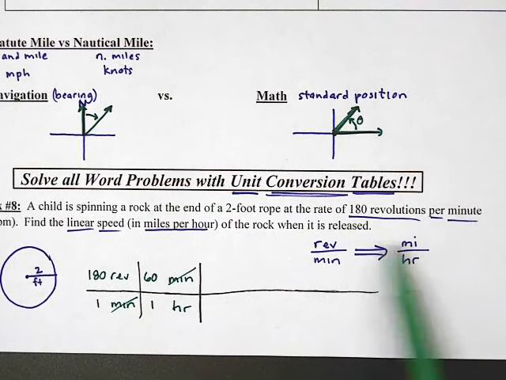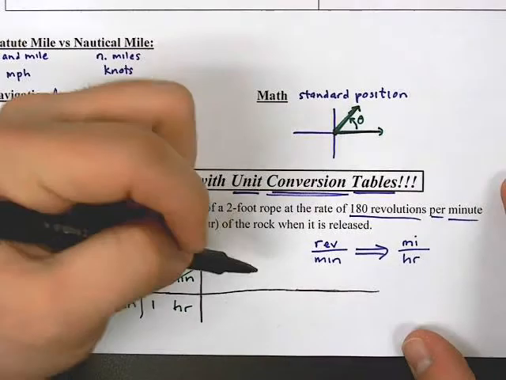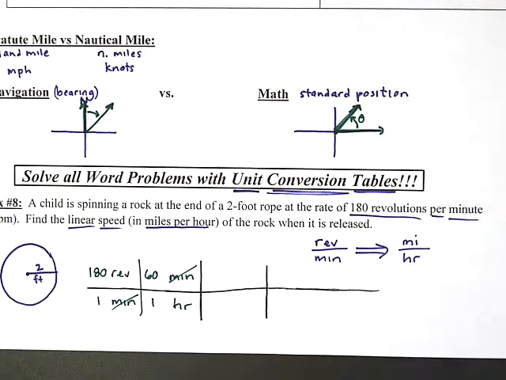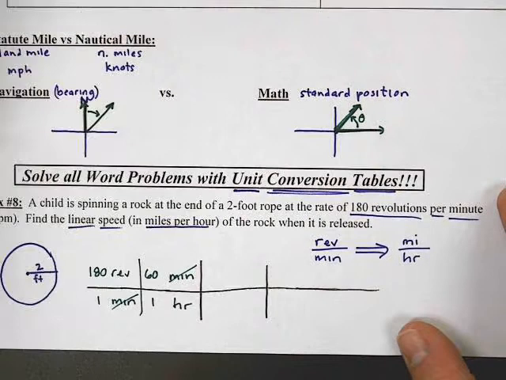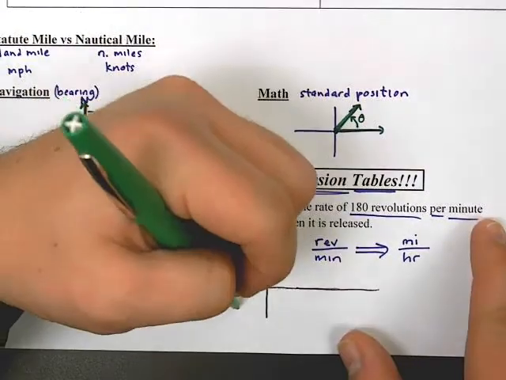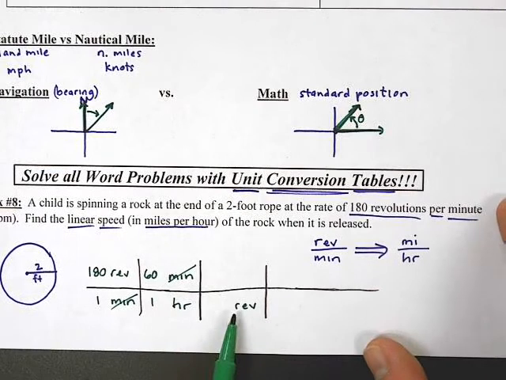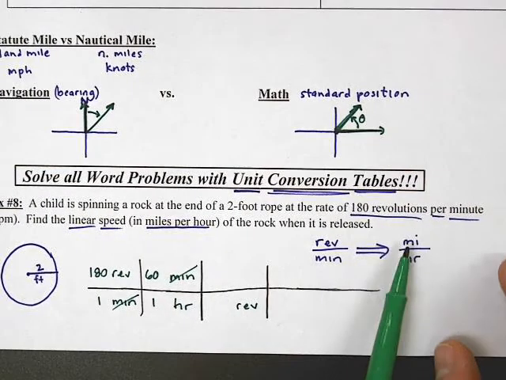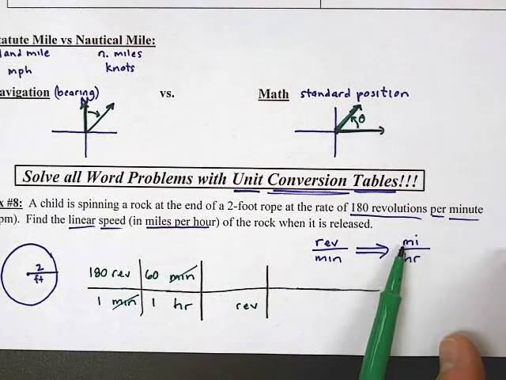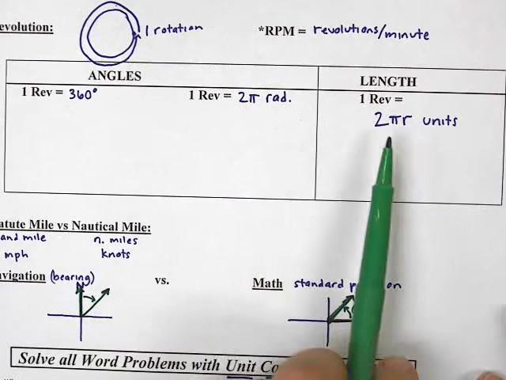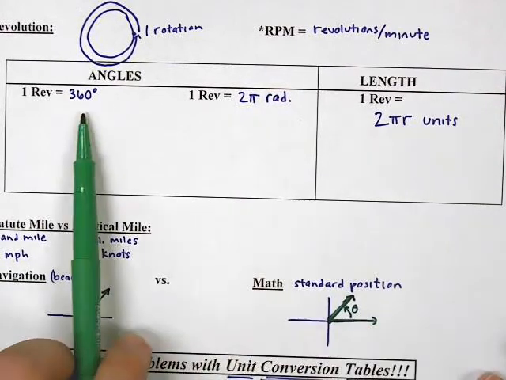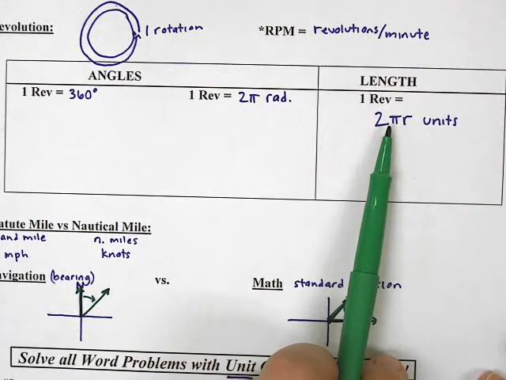Now I need to worry about revolutions to miles. So let's think about this. I know that I can put revolutions because I know that I'm trying to cancel out revolutions. And now in the numerator, let's think about this. Am I trying to get to a length or to an angle? Miles is a length, okay? So that is what I was kind of talking about here. We need to use 2 pi r, not 360 degrees or 2 pi radians. We're trying to convert to length, so we need to use 2 pi r.